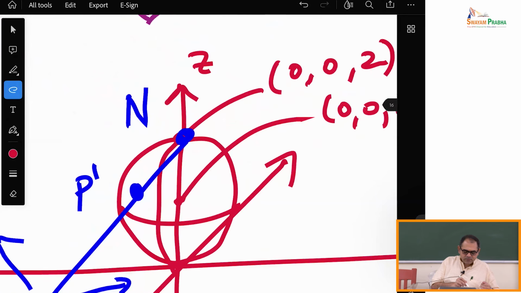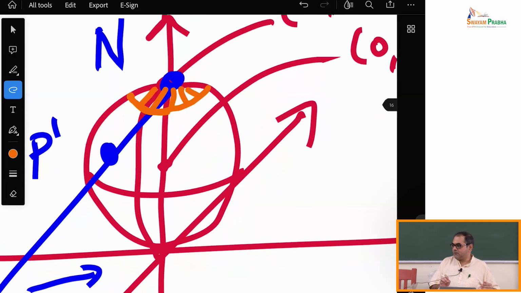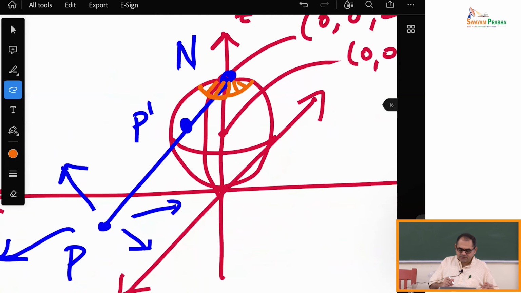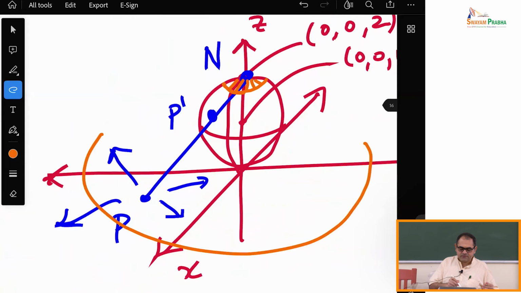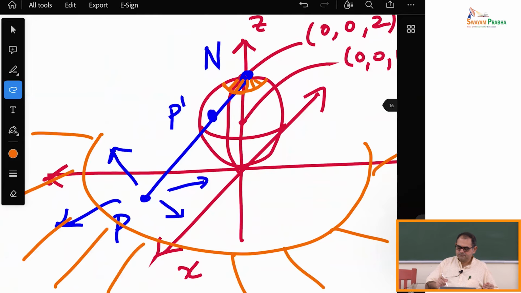let me use a different color. The neighborhood will be something like this. It will be like a small cap surrounding the north pole, and I can make the size of this cap as small as I want. I can shrink it. But what will this correspond to on the projection? What it will correspond to is the exterior of a large circle in the complex plane. That's what you will get if you imagine it.